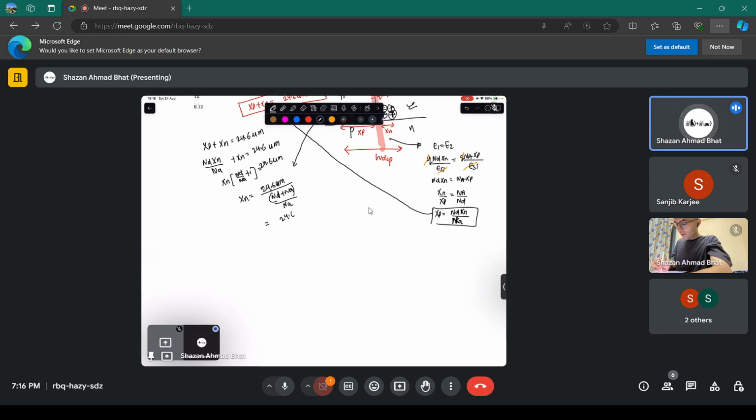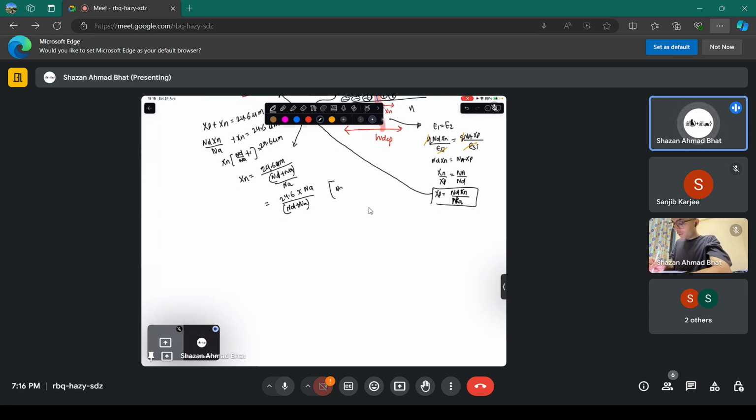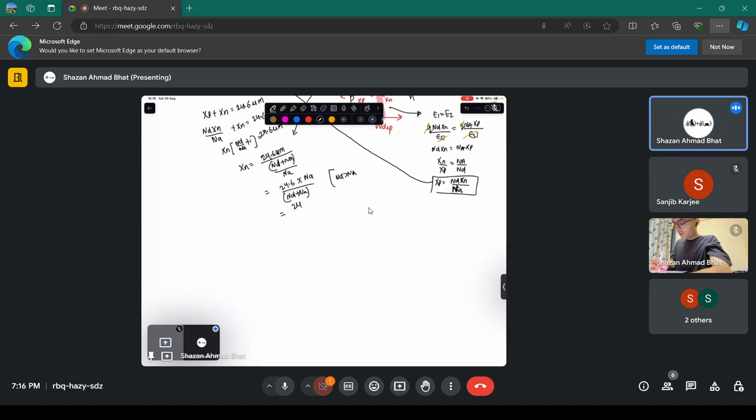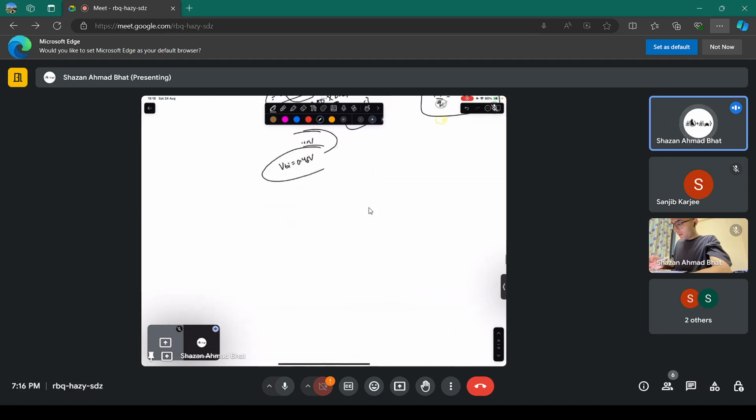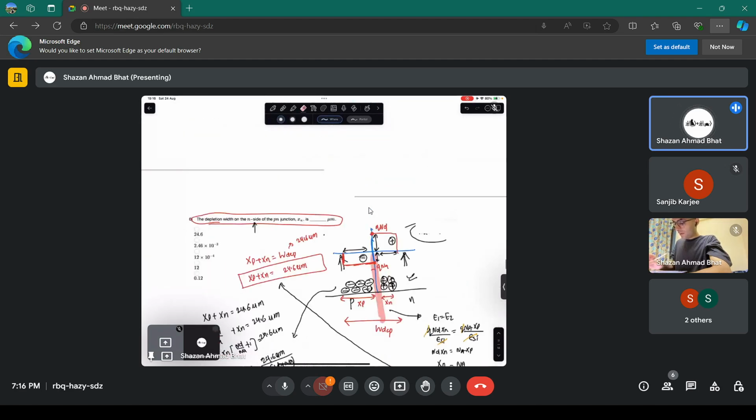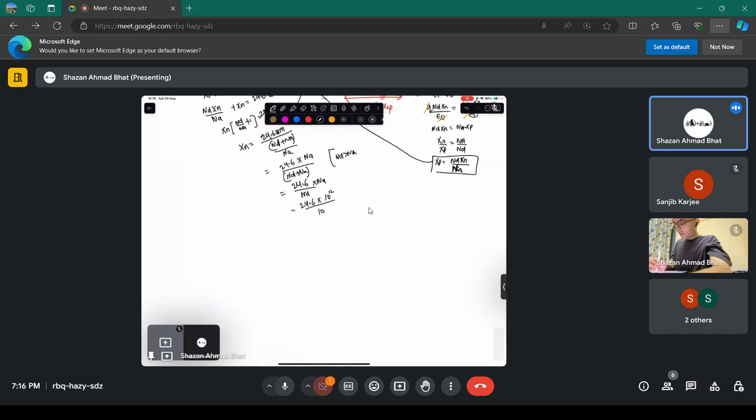You get 24.6 times Na divided by Nd plus Na, just doing more number of steps. But because we know Nd is much greater than Na, we can replace the denominator by just Nd: 24.6 divided by Nd into Na. So it will be 24.6 into 10 to the power 12 divided by 10 to the power 16. You get 24.6 into 10 to the power minus 4.